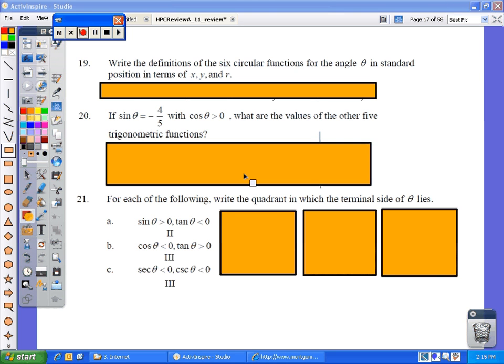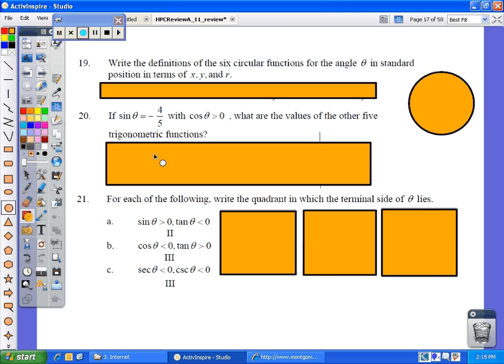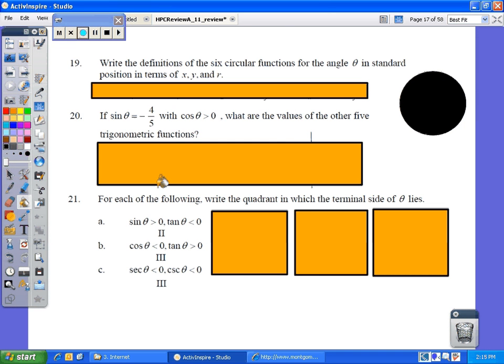Now we're moving into the trigonometry, unit 2, and we're starting off with some of our very basic questions. So for question number 19, if we take a look at our unit circle, and we want to look at the definition of any angle on the unit circle in standard position.